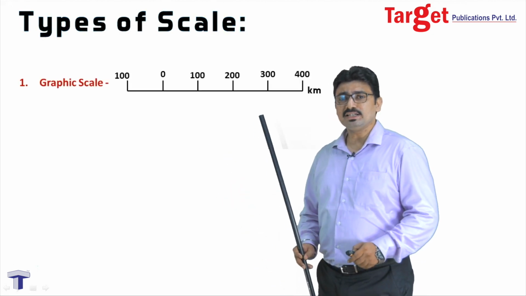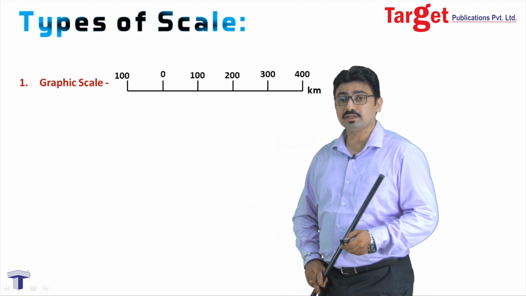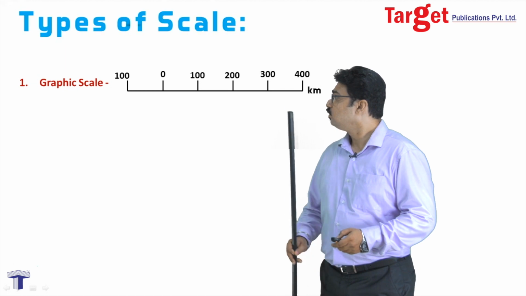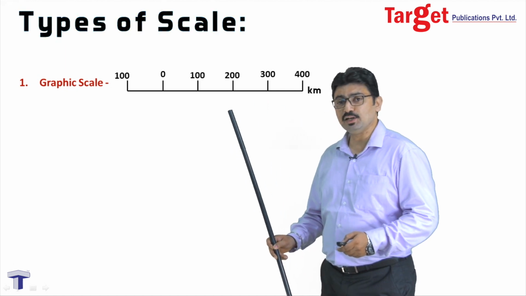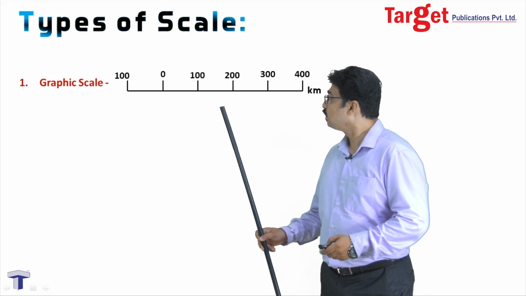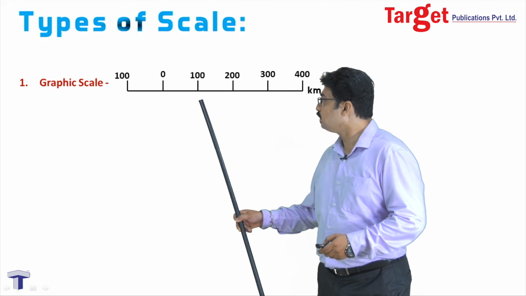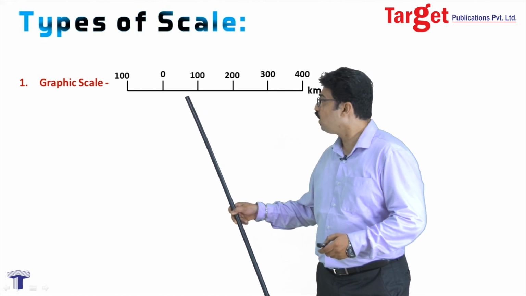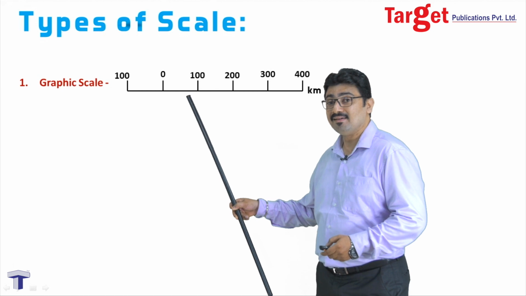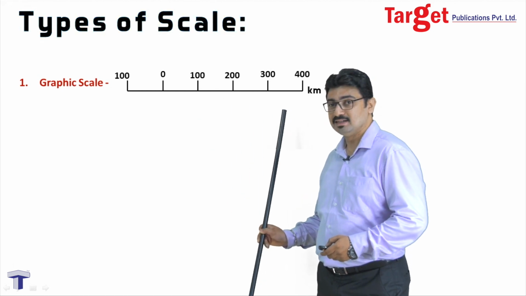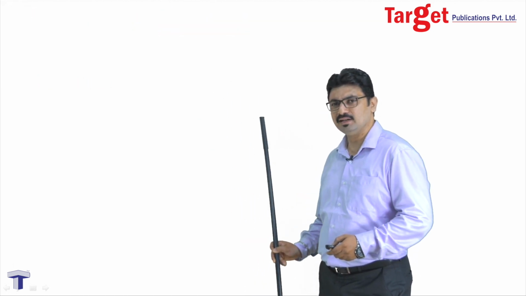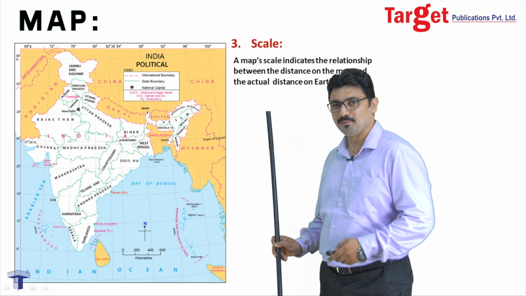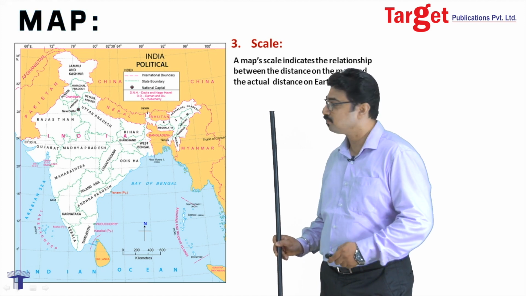Now let us understand what the different types of scales are. The first type of scale which is generally used is a graphic scale, where every centimeter, for example, in the given example, is equal to 100 kilometers. Have you seen this scale anywhere in the earlier maps? Let's go back one slide and see if we have seen this scale.